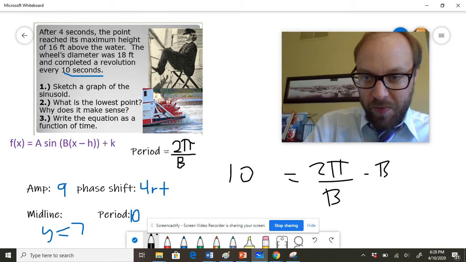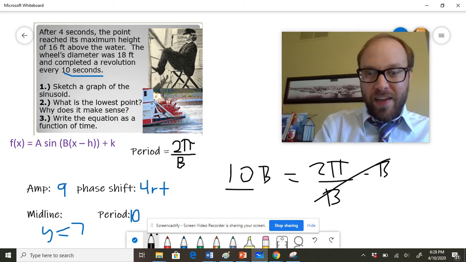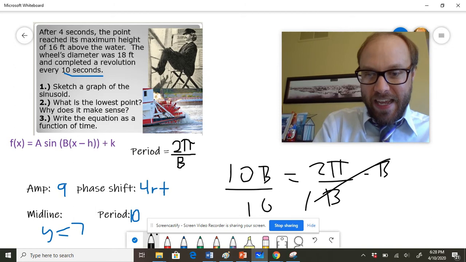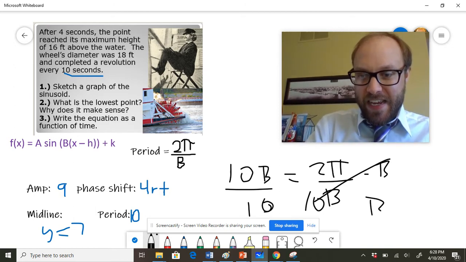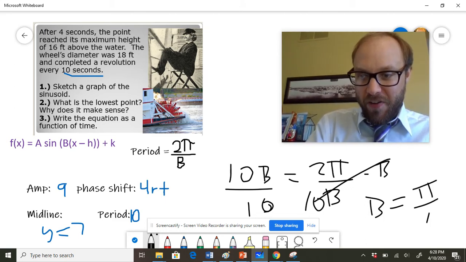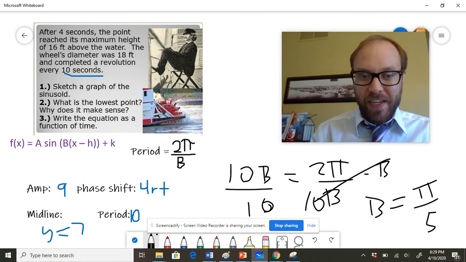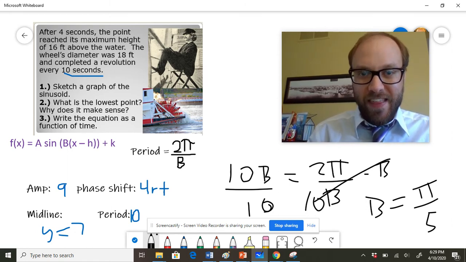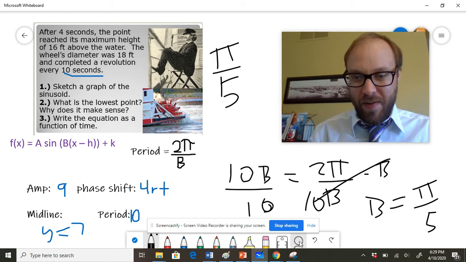And I can multiply both sides by b here. I'm going to cancel the b. Now I can divide both sides by 10. And what we should see here is that b is going to end up equaling pi over 5. Okay, you're going to have a pi as part of your b value to be able to cancel out the pi from the period. So pi over 5, that's going to be our b value. So I'm going to make a note of that right there.